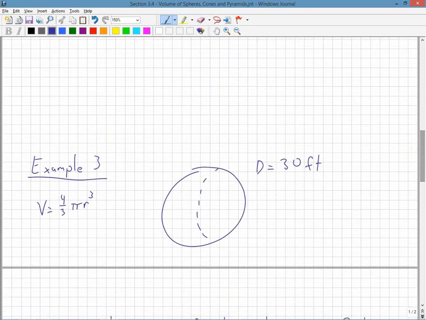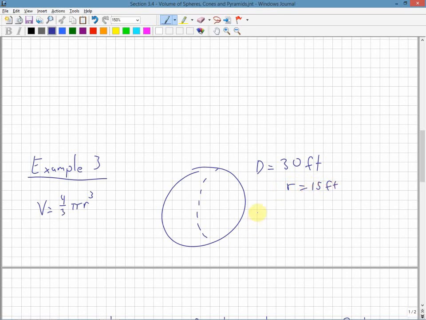Last example here is a sphere. And a sphere, again, is divided by 3. We have a circular type of shape. And the volume of a sphere is 4/3 pi r cubed, as shown on your formula sheets. And again, I'm given the diameter, so I have to find the radius first, which is just half. So that's going to be 15 feet for the radius.